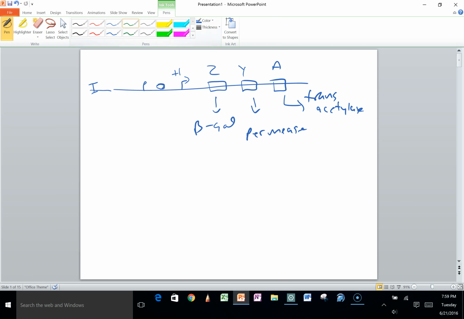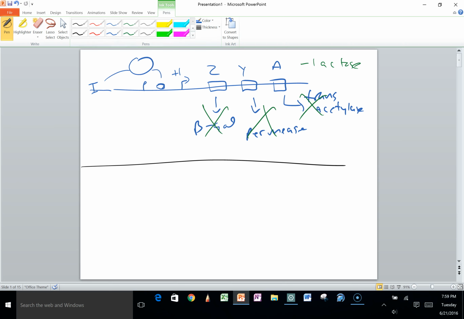What we also know about the lac operon is that in the absence of lactose, these genes are not expressed. That's because the I gene makes a repressor. That repressor binds the operator and turns the gene off. So the operon, or gene, is off.